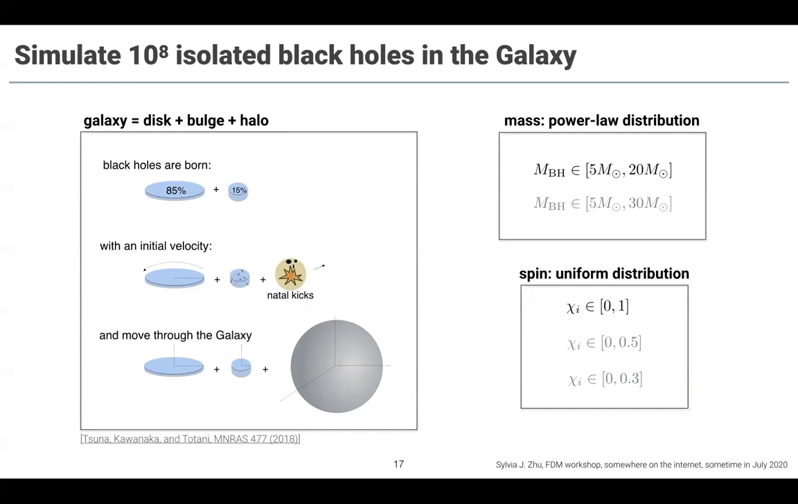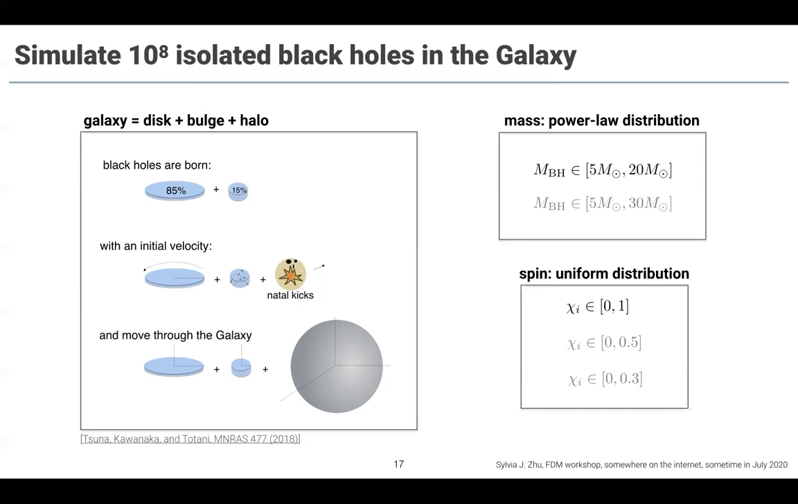In particular, they move through a combination of the gravitational potentials of the disk, of the bulge, and also of the halo. So we take these black holes, and at the end of this prescription, we have 10 to the 8 black holes with positions, velocities, and ages. Of course, we also need to prescribe masses and spins for them.